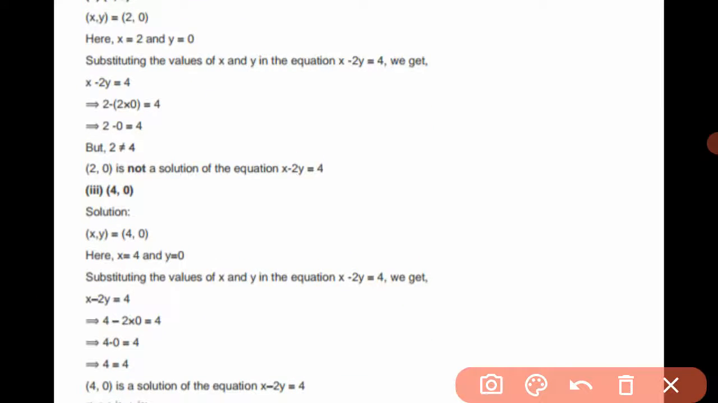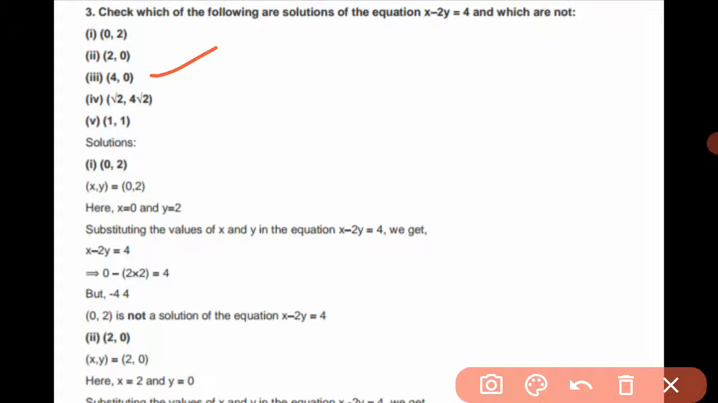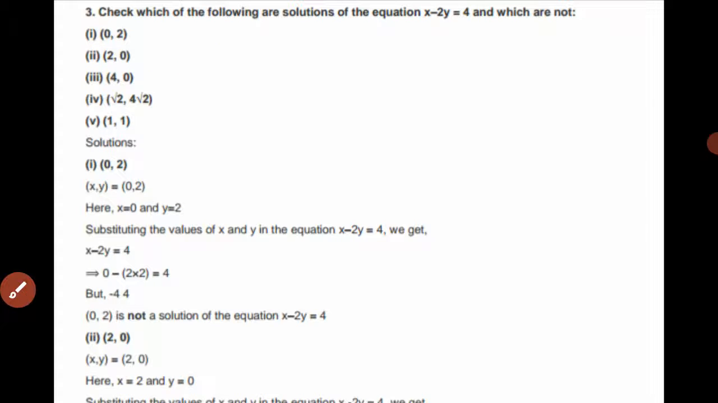Similarly, in the third case we have (4, 0). By substituting x and y, we get 4 equals 4. So (4, 0) is a solution of the given equation. Similarly, we can try the remaining parts also.